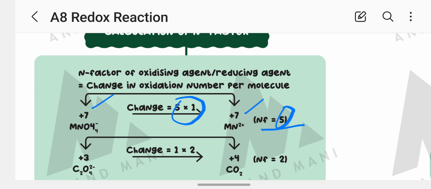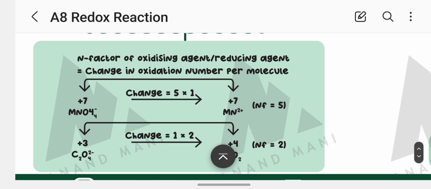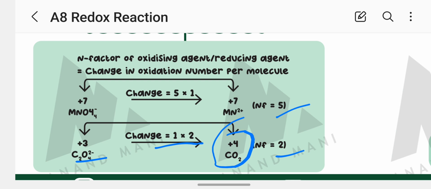In this case we have carbon oxide. So whenever this comes, we say that +3 is the overall oxidation state in here. So the change is 1 x 2, as the oxidation state changes to +4, or you can say 3 + 1, which equals +4. So n factor here is 2, and here it is 5, because it changes to +7. So that's how n factor works.